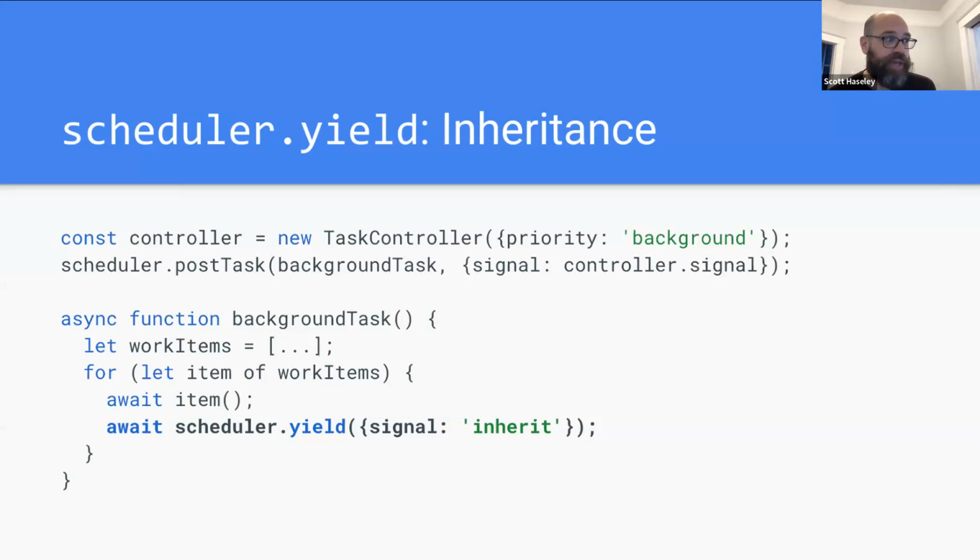And since the background task was scheduled with a signal, if you were to call controller.abort, that promise will reject should there be one pending for the continuation. I just wanted to make sure we covered that, which is the major difference in the API shape for the options between postTask and yield.